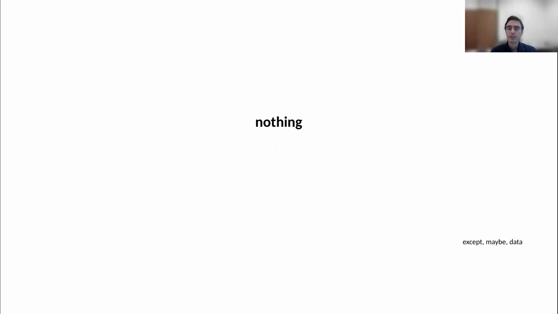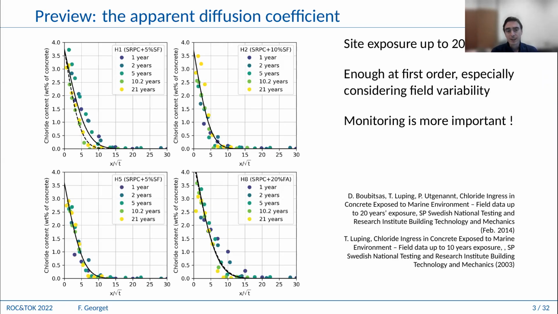My answer to this is we need to specify the question. For example, we know that there is a very good tool for predicting or at least extrapolating data from 2 years up to 20 years that works on real site exposure. This tool is the apparent diffusion coefficient, or the square root law. It's enough at first order, especially considering field variability. And most of the time, monitoring your concrete for cracks is way more important.